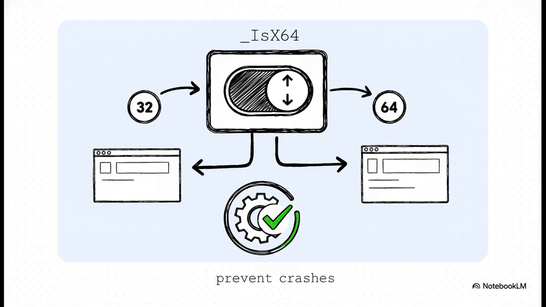And here's a perfect practical example of why that matters. Say you want to import a function from Windows, like a simple message box. Well, the system actually expects a different function signature depending on whether it's a 32 or 64-bit environment. By using the _X64 variable, your code can check the environment first and then call the correct version. This tiny check is the key to preventing crashes and making sure your program can run pretty much anywhere.